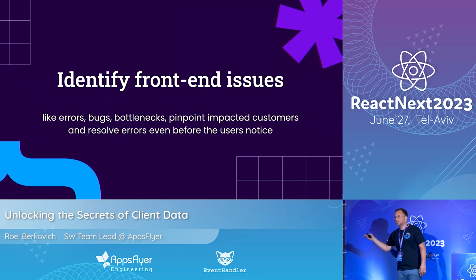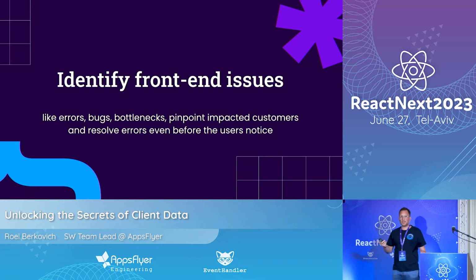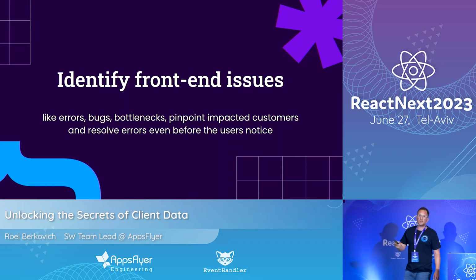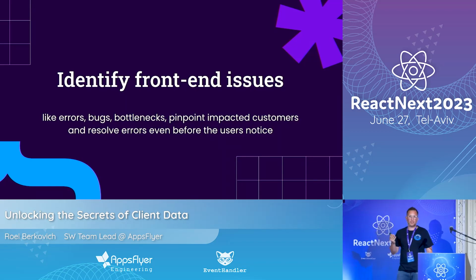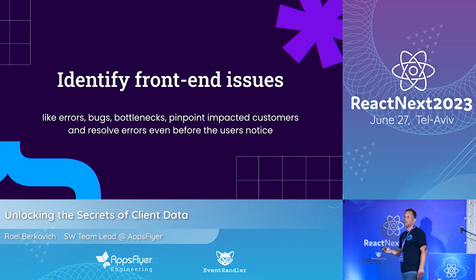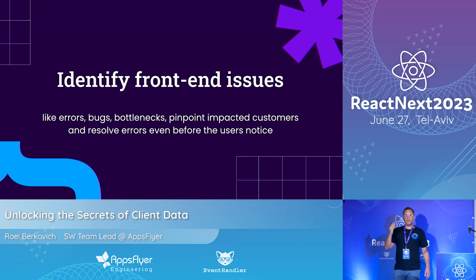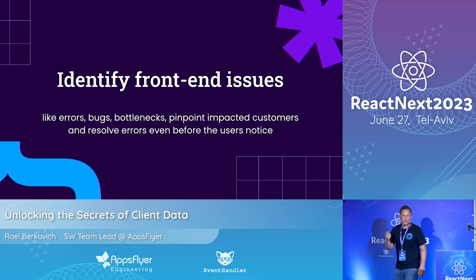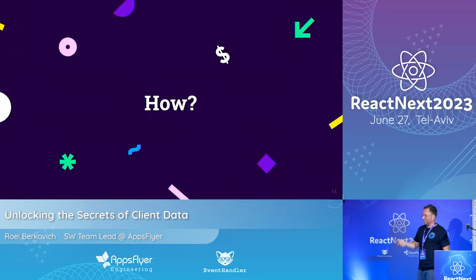It helps us to identify front-end issues like client-side errors and runtime errors. You can see all the network requests. You can see bottlenecks in your app. You can pinpoint impacted customers. Think of it, you can find a bug and fix it even before the users noticed. It's amazing. I wish we could do it all the time. How can we do it?